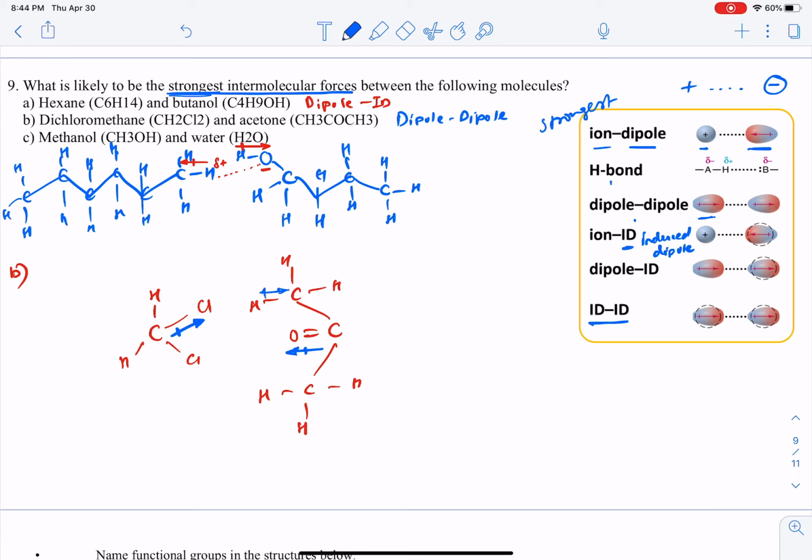But what is asked is the strongest intermolecular force, and we know that dipole-dipole is much stronger than dipole-induced dipole. So what we will do is just mention the strongest. That's why we have written dipole-dipole.